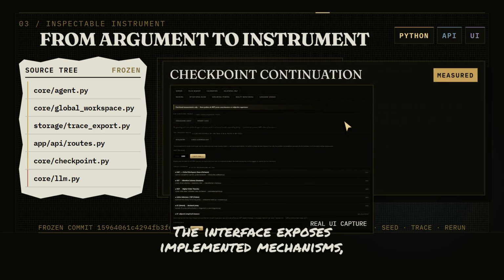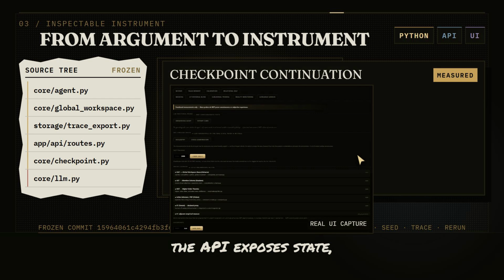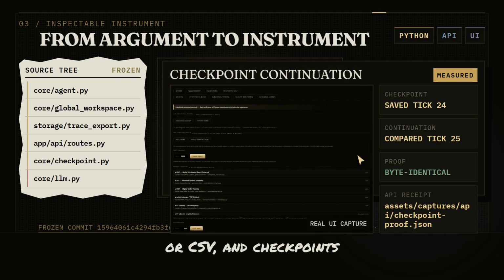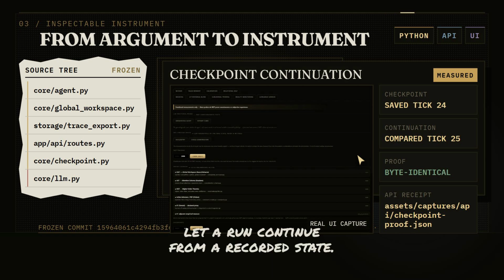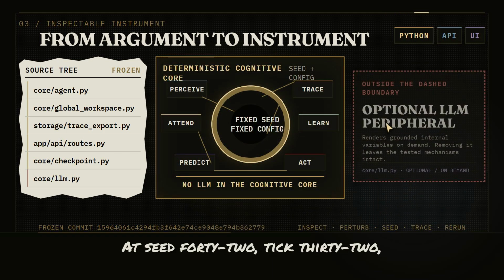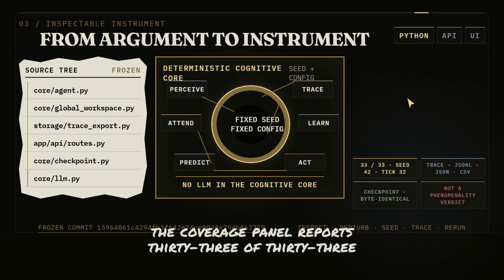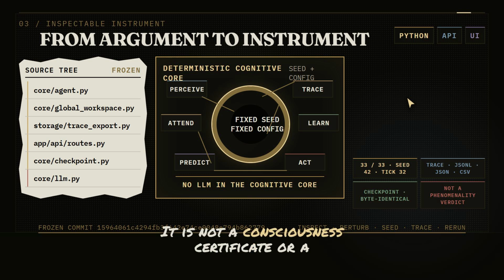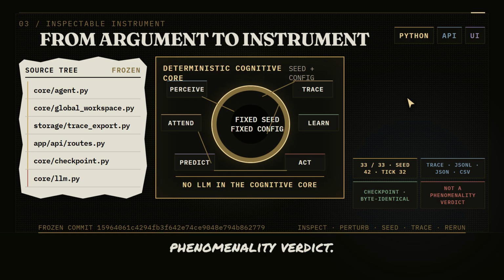The interface exposes implemented mechanisms. The API exposes state. Traces can be projected into JSONL, JSON, or CSV, and checkpoints let a run continue from a recorded state. At seed 42, tick 32, the coverage panel reports 33 of 33 functional entries active. That is breadth we can audit. It is not a consciousness certificate or a phenomenality verdict.